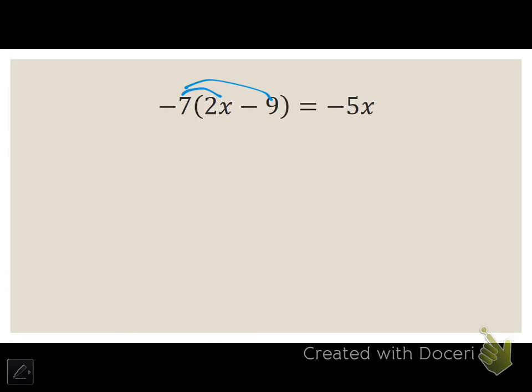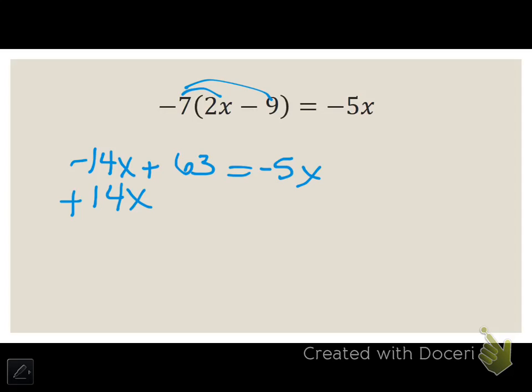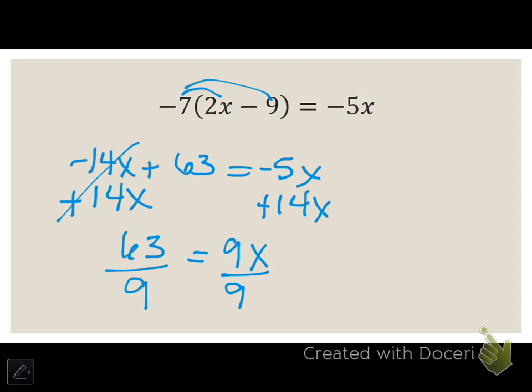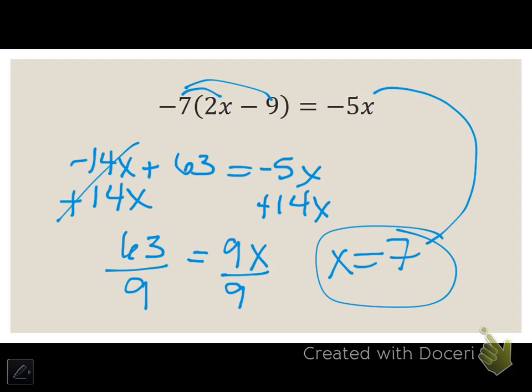Okay, we see parentheses, we got to distribute. 7 times 9 is 63, because negative and a negative make a positive. Got to get our x's on both sides, so to cancel it on one side, we got to add it. So we get 63 equals 9x. Divide both sides by 9. X equals 7. Again, plug it back in for your x's to check to make sure it's true.